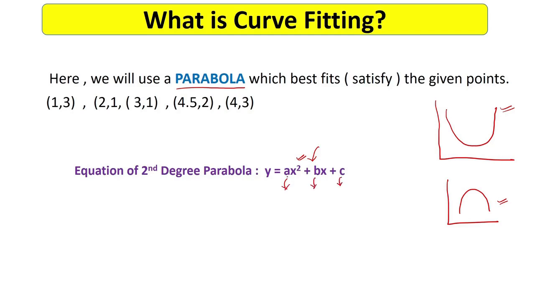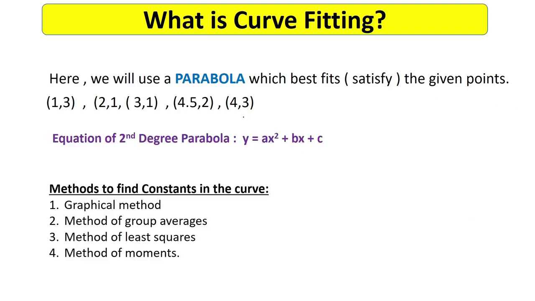That is, we have to find the value of these a, b, c, these constants. So when we are given a set of data points, we have to find the equation of the parabola, that is, these constants a, b and c. There are various methods to find these constants in the curve: the graphical method, method of group averages, method of least squares, and method of moments.